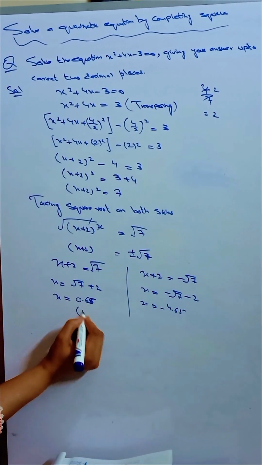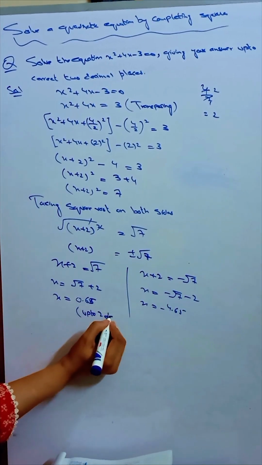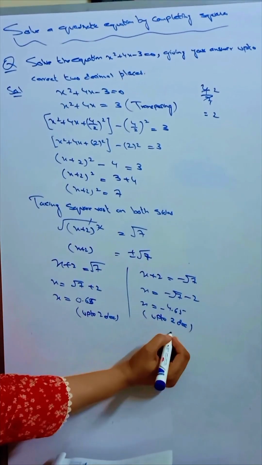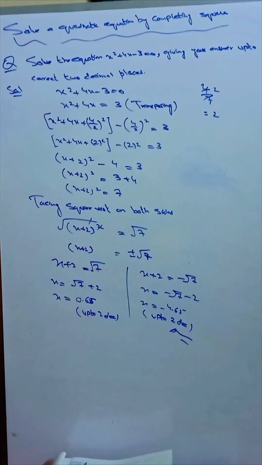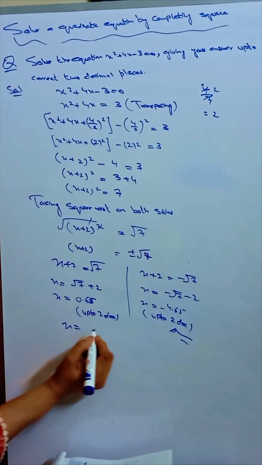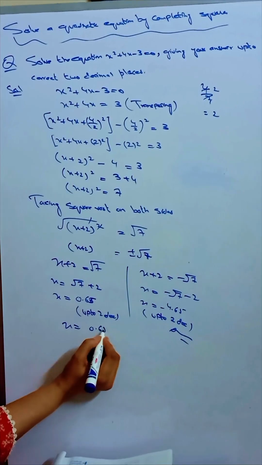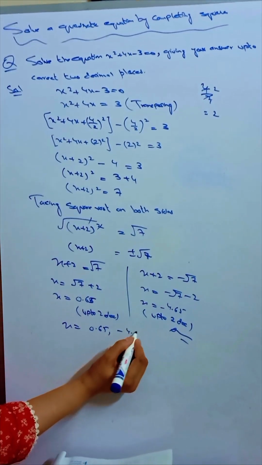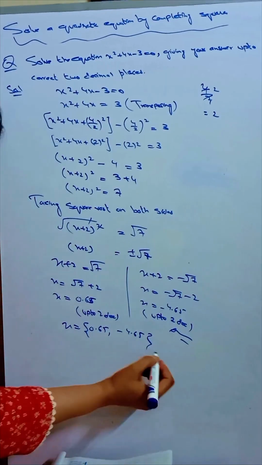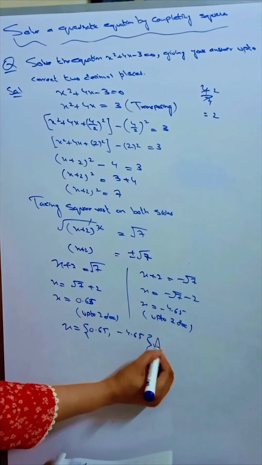Sorry, up to 2 decimal. Up to 2 decimal answer. So we have two values of x. Now we can write like that: x equals to 0.65 and minus 4.65. Alright, these are the complete answers.